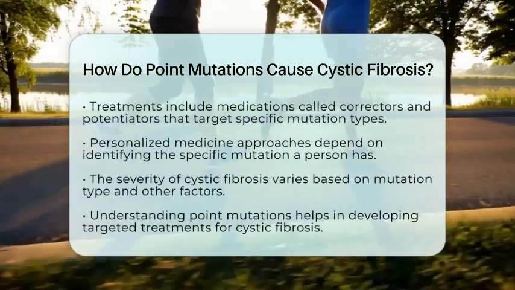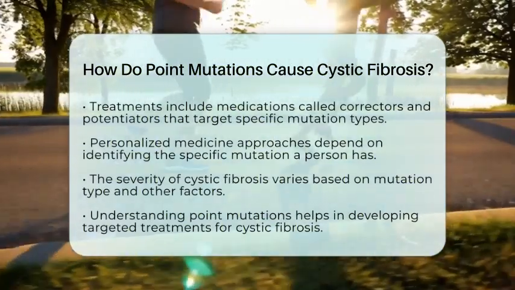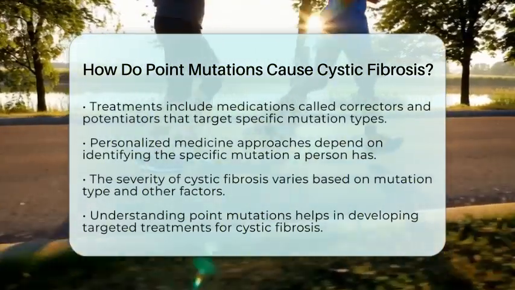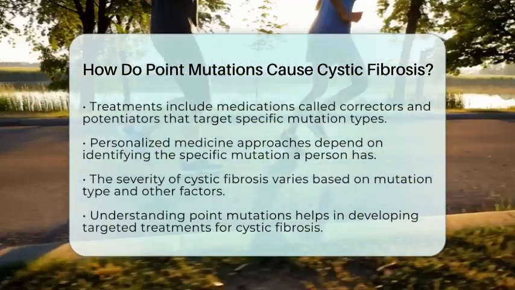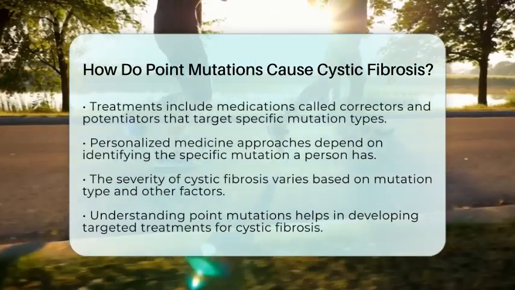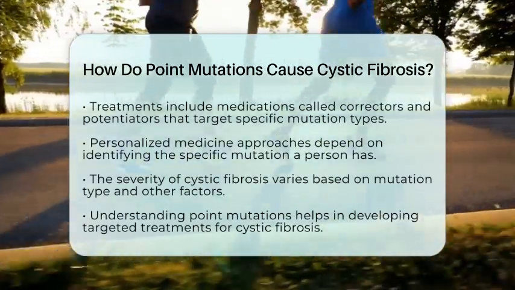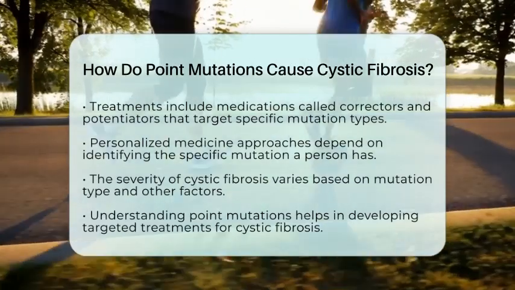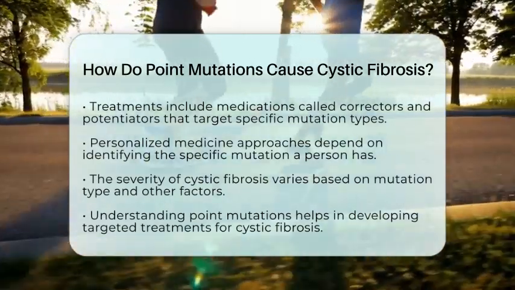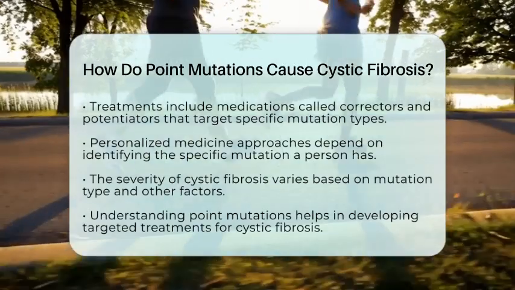Understanding how these point mutations work helps doctors decide on the best treatment options. Some medications, called correctors, help misfolded proteins reach the cell surface, while others, called potentiators, improve how well the channels open. This personalized approach is based on the specific mutation a person has.